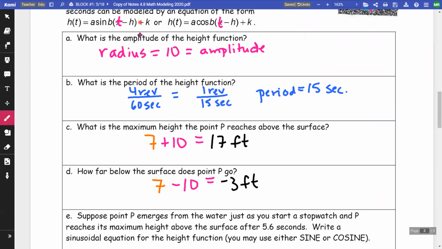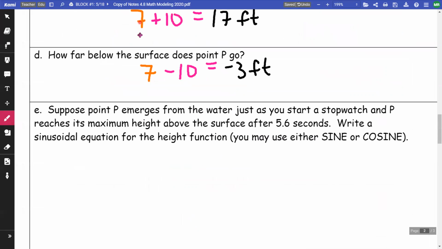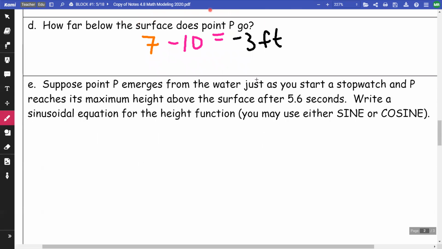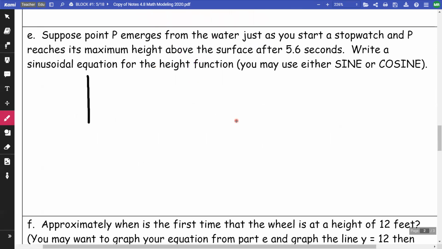Okay, so now he wants to write a graph. You may use sine or cosine. We know that suppose point P emerges from the water just as you start a stopwatch, and P reaches its maximum height above the surface after 5.6 seconds. Write a sinusoidal equation for the height function. You may use either sine or cosine. So I'm going to draw a graph first, and then we're going to write our equation.